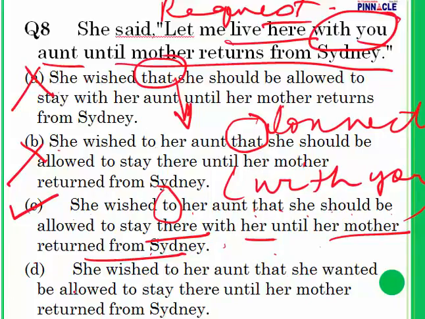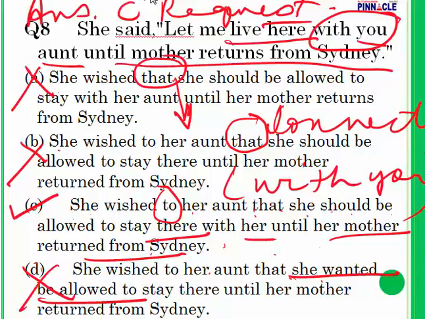Option D, she wished to her aunt that she wanted to be allowed. She wanted to be allowed. When you read it only, you will feel that something is incorrect in this part. So option D also gets eliminated. What is my answer? My answer is C.